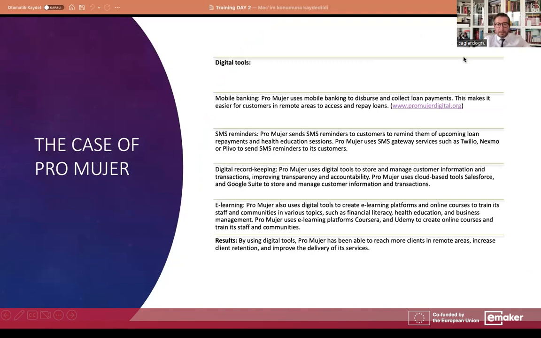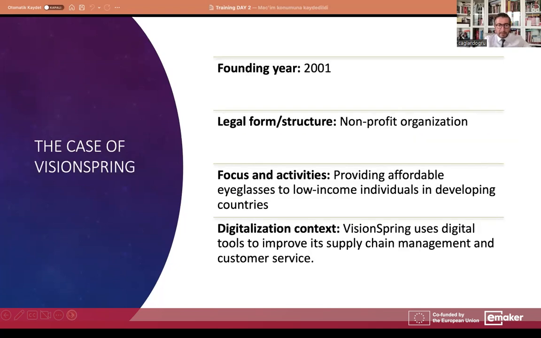Okay, so what are they? Mobile banking, SMS reminders, digital record keeping, e-learning. These are the best digital tools used by the nonprofit organization Promujer. So they try to promote women employment, I understand.